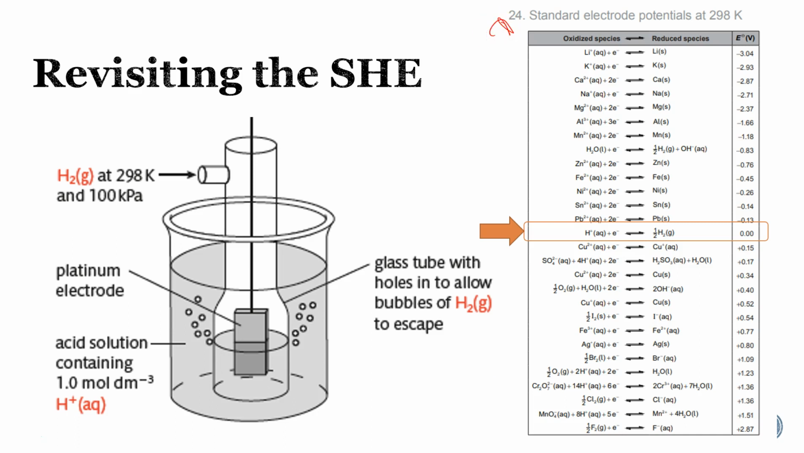Just a reminder that for our standard hydrogen electrode, we have hydrogen gas at 298 Kelvin and 100 kilopascals, bubbled past an inert platinum electrode. There's an acid solution which contains 1 molar hydrogen ions, and this glass tube allows H2 gas to escape so the pressure doesn't build up. According to our electrochemical series, hydrogen is in fact given a value of 0, and everything else is measured relative to hydrogen.